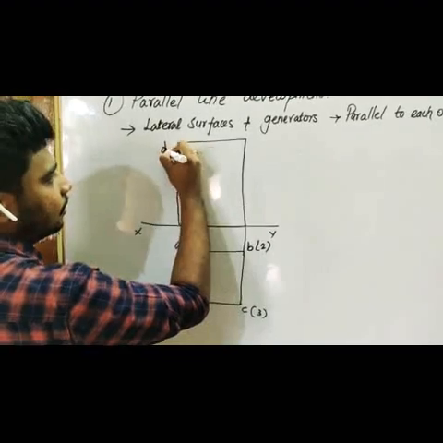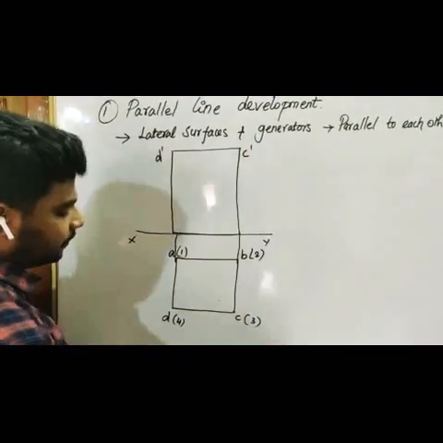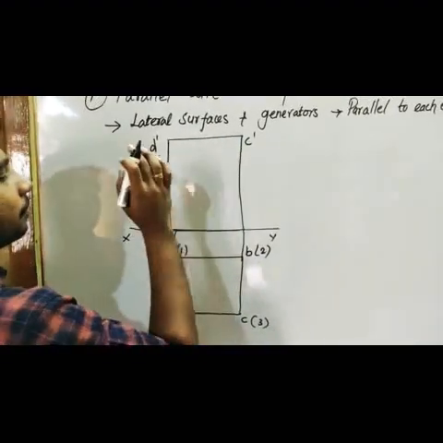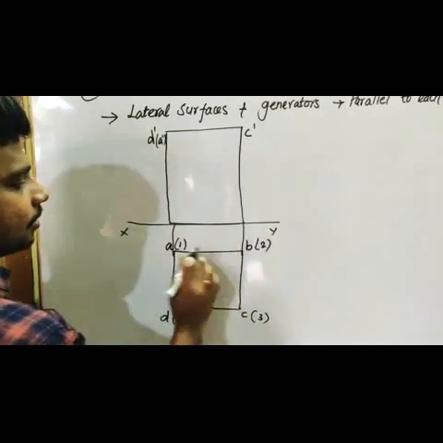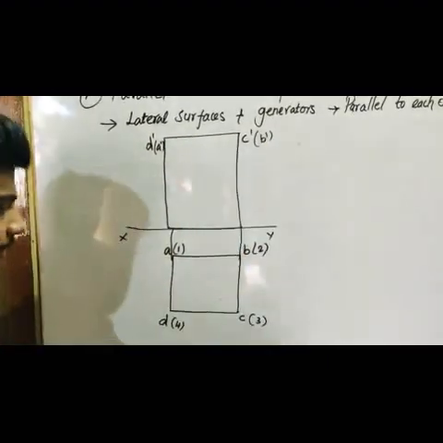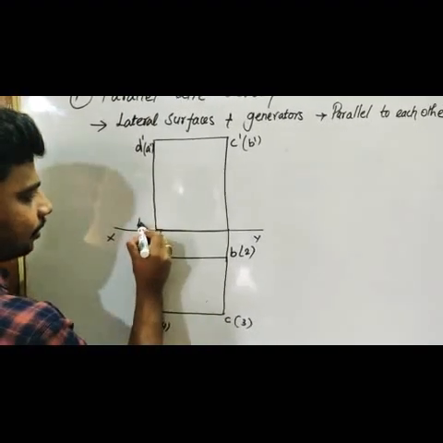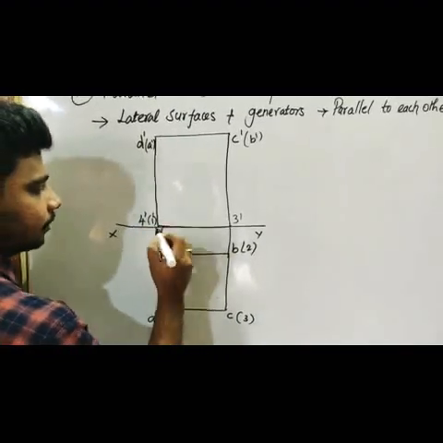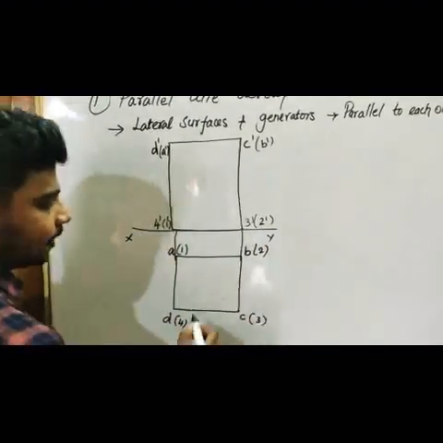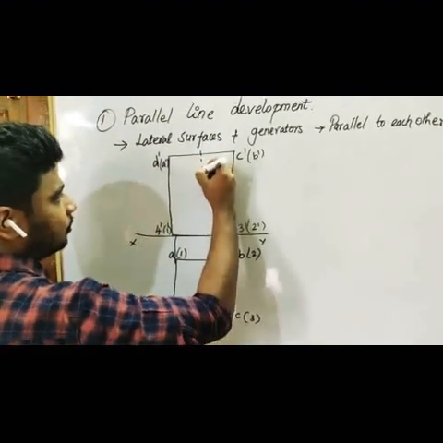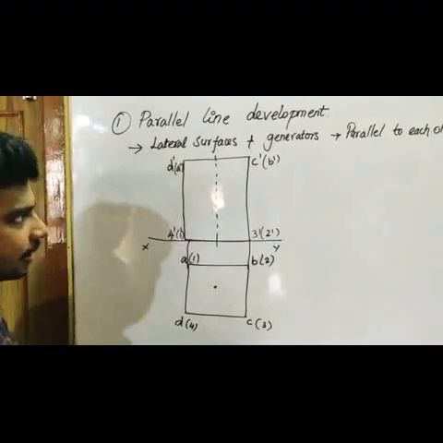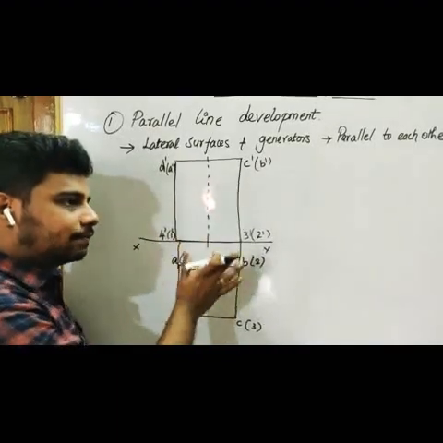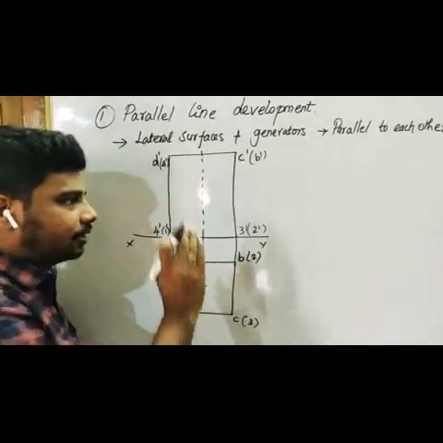In my front view, D and C will be visible, so D dash and C dash will be visible. The edges A and B are not visible, so when you view it from this side, A dash will be in brackets and B dash will be in brackets. In the same way, the 4 and 3 edges are visible, 4 dash and 3 dash. Similarly, 1 dash and 2 dash will be hidden. This is the center of the object. So while making the parallel line development for any object, you have to draw the simple position first, which has your top view and front view.